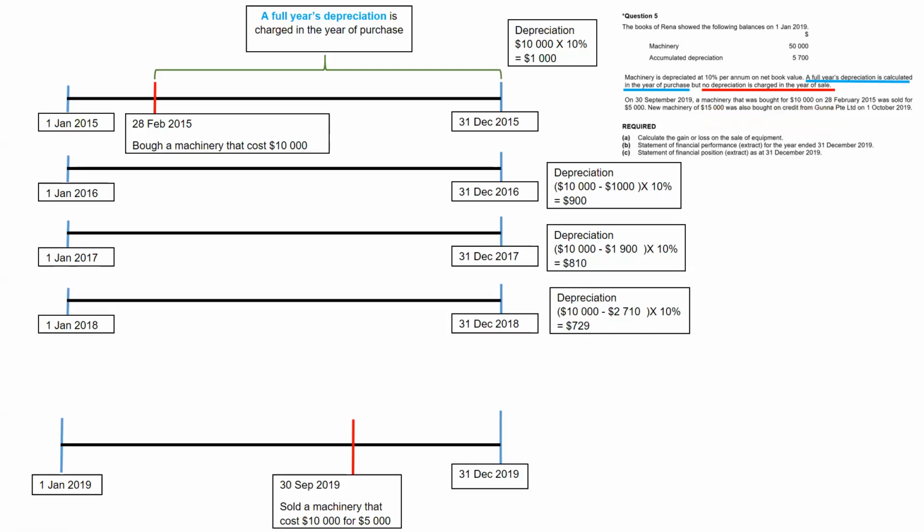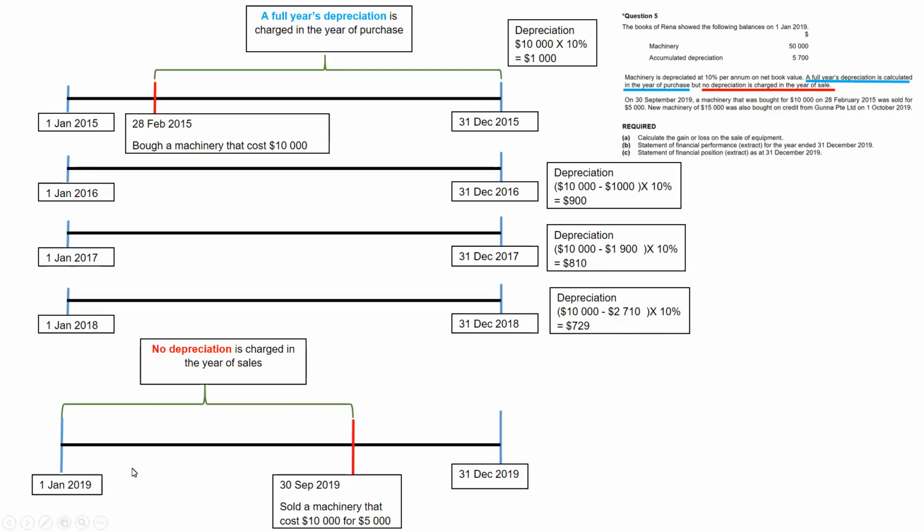For the year 2019, if you read the question, it says no depreciation is charged in the year of sale. What does that mean? It means even though for the year 2019 we have used this machine for 9 months, we are not going to charge depreciation. The reason being the business policy doesn't allow us to charge depreciation in the year that we are selling.